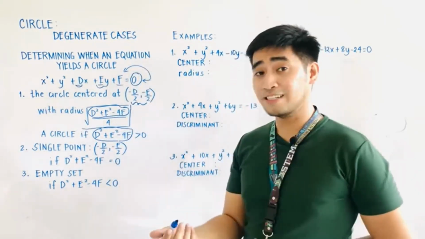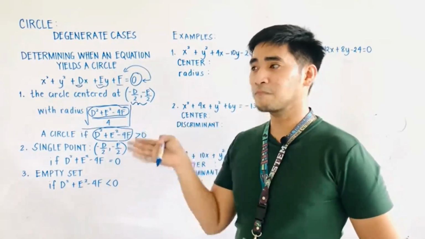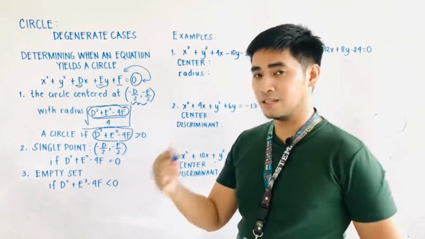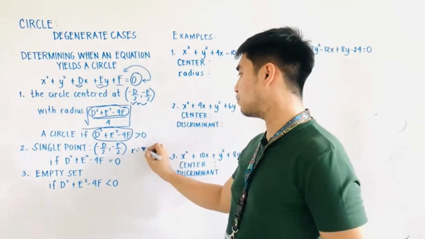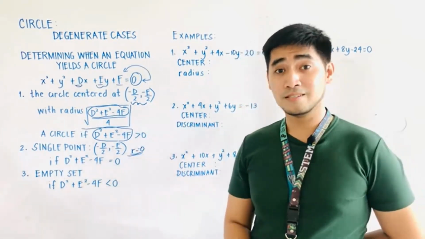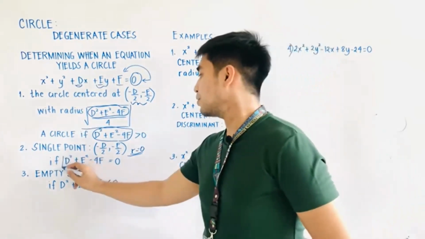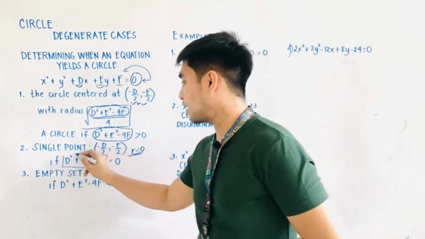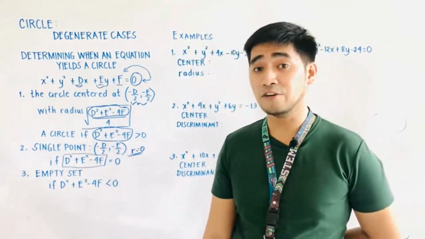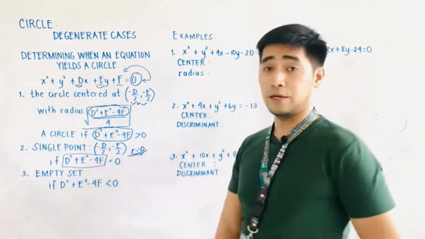So how do we know if it is a single point? Remember that if the right side of the equation of the circle is equal to 0, or the radius is equal to 0, if you have computed the radius and it is equal to 0, therefore it becomes a single point. If d squared plus e squared minus 4f becomes 0, it is a degenerate case of the circle and it becomes a single point.